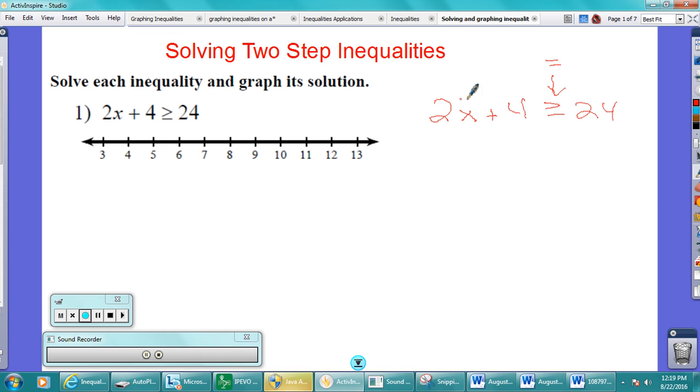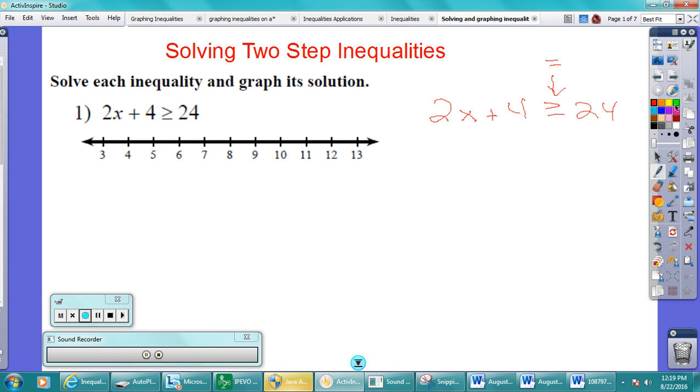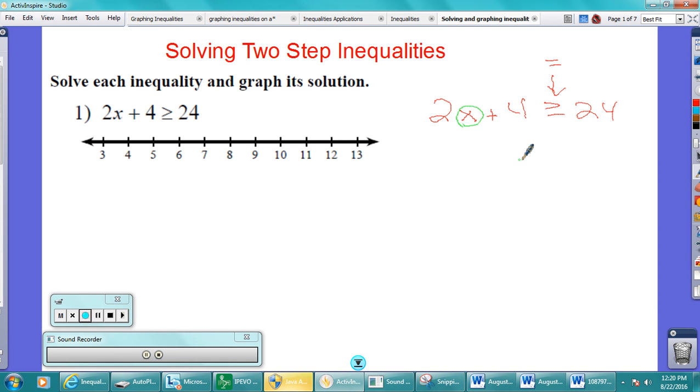But first, we're going to solve an inequality exactly like we've been solving equations. First thing we do is we're going to isolate the x. So, we have a positive 4. We're going to do the opposite. We're going to undo on both sides to keep balance. 4 minus 4, we're going to cancel. Bring down the 2x. 24 minus 4 is 20. Now here, we're just going to bring down the inequality sign. Same thing, no difference.